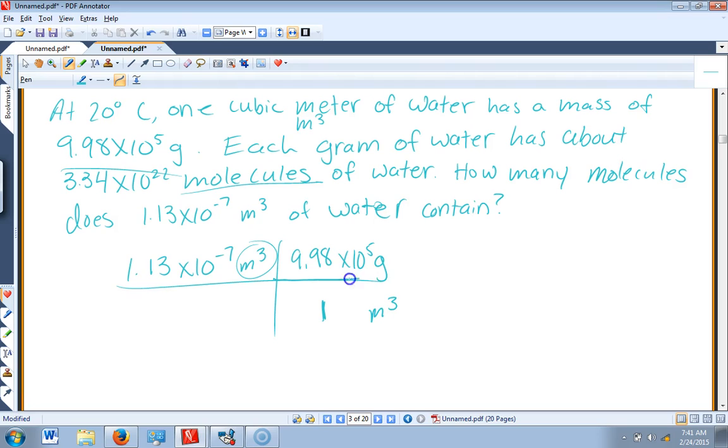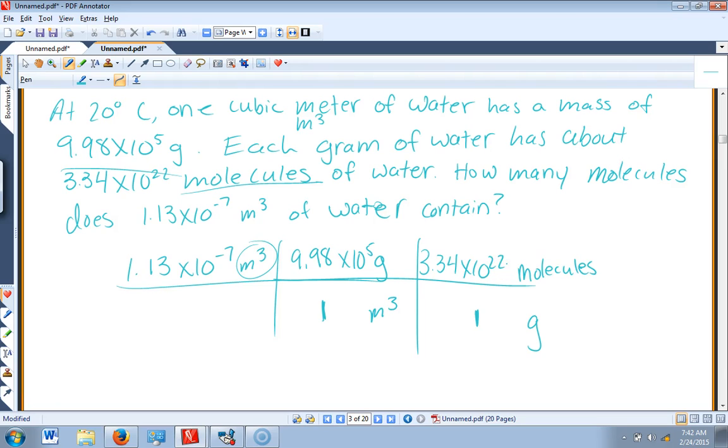Okay, so now our units are in grams, which is still not what we want. We want molecules. So we're going to be dividing by grams, and we're going to hope to get molecules as our final unit. So in 1 gram of water, there are 3.34 times 10 to the 22nd molecules.